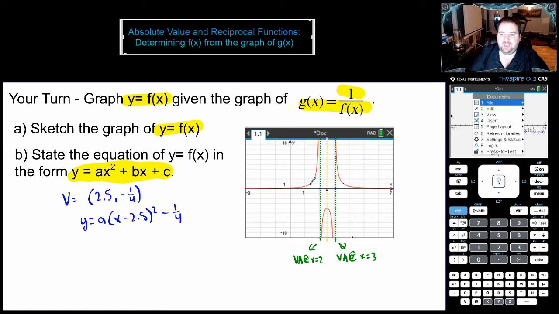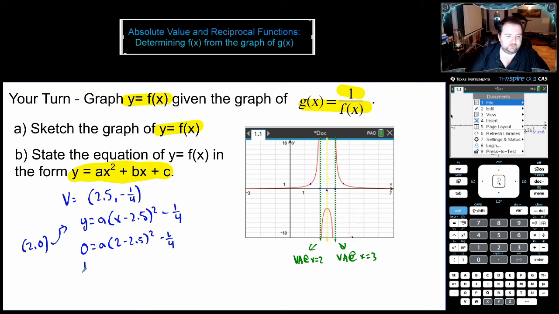But let's just finish solving this, because we know how to solve for a. Let's use any of these points that we know. Let's use this x-intercept here. So this point right here is 2, 0. This is one of my x-intercepts. What I can do is plug that into my vertex form equation and solve for a. So let's do that. 0 equals a, and then 2 minus 2.5 squared minus 1/4.